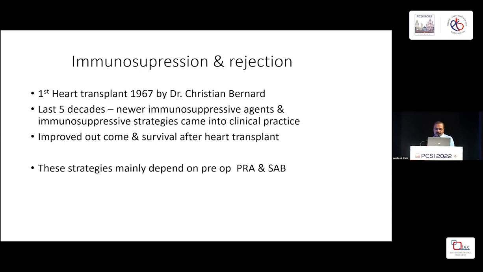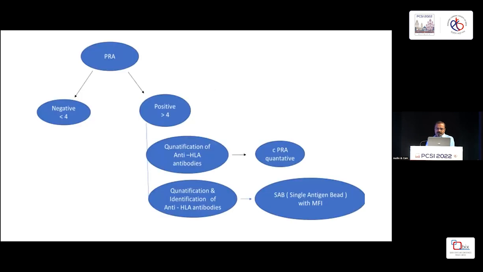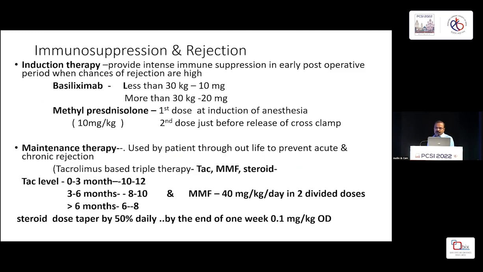There is immunosuppression. These immunosuppression strategies mainly depend on the preoperative PRA and SAB. PRA is nothing but the preformed anti-HLA antibody in the recipient serum against possible donor HLA antigen. If the PRA level is less than 4%, we consider it negative, and in this kind of patient, this is the immunosuppressive strategy we use.